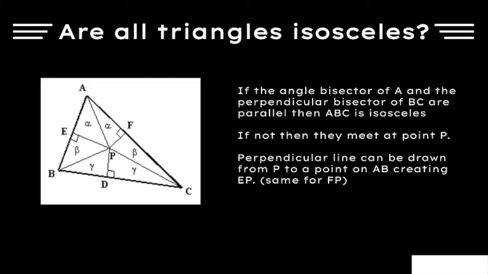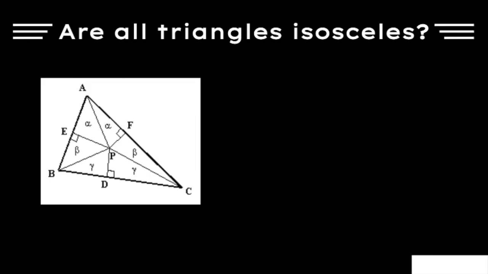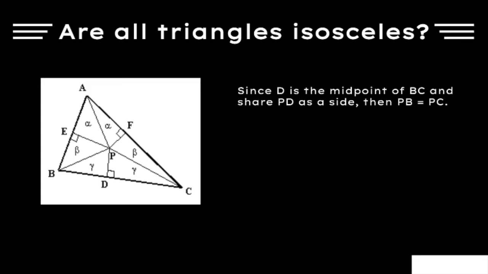The perpendicular line can be drawn from P to a point on AB, creating EP. The same can be done for FP. By angle side, the triangles AEP and AFP are congruent, and therefore EP equals FP. Since D is the midpoint of BC and they share PD as a side, then PB also equals PC. With these facts, we can conclude that BE plus EA is equal to CF plus FA. Therefore, ABC is isosceles, right?